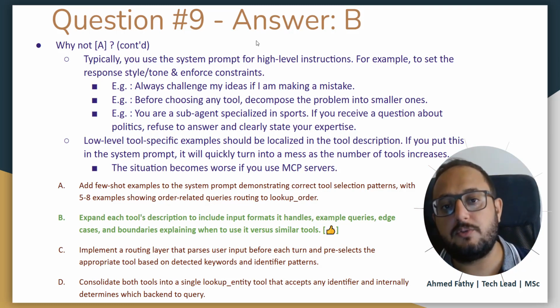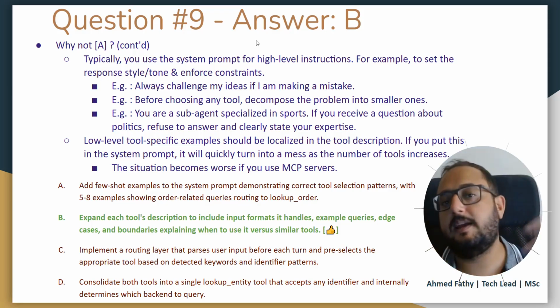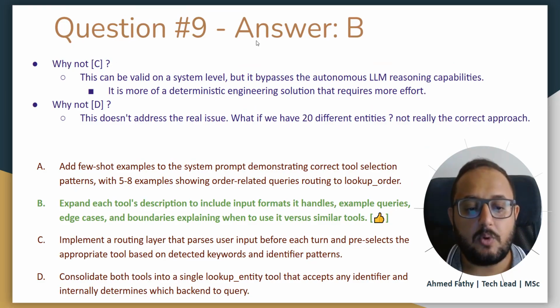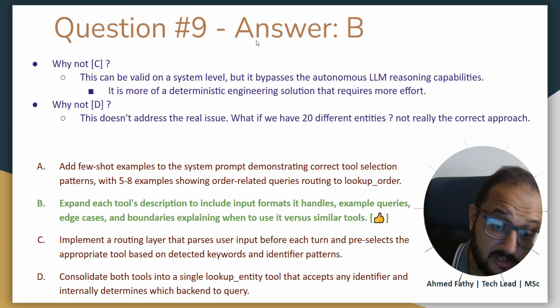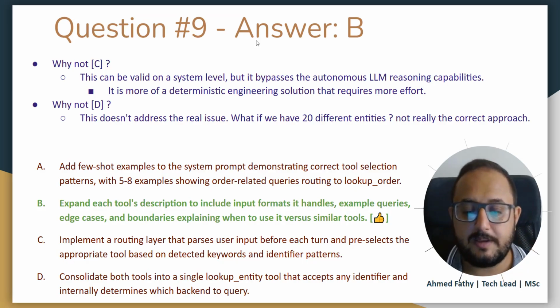Actually, the creators of those MCP tools should make sure the description is clear enough, and this will make the whole pipeline easier. Okay, so this is why not A. But why not C? C says implement a routing layer that parses user input before each turn and pre-selects the appropriate tool based on detected keywords.